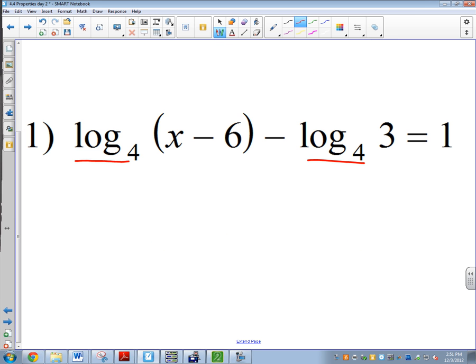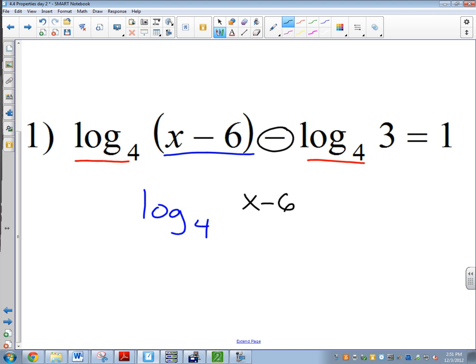It says log base 4 of x minus 6 minus log base 4 of 3 is equal to 1. So because we see log 2 times, we are going to condense it. So by condensing, we mean write log base 4 just 1 time instead of twice. So I've done that. I wrote log base 4. Now I'm going to condense x minus 6. So I'm going to write that. X minus 6.